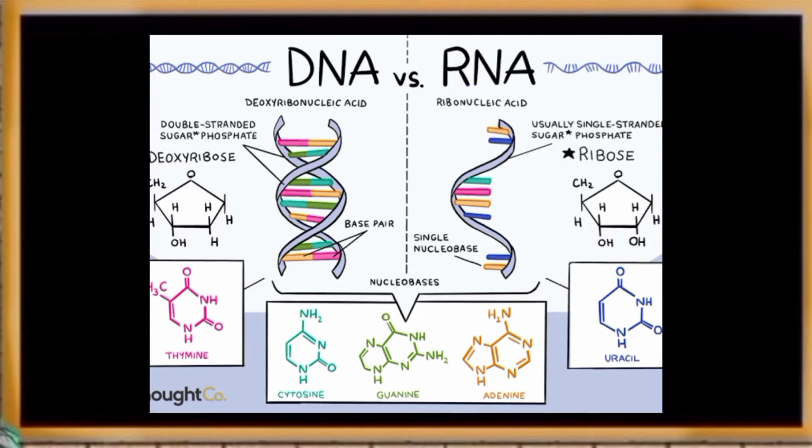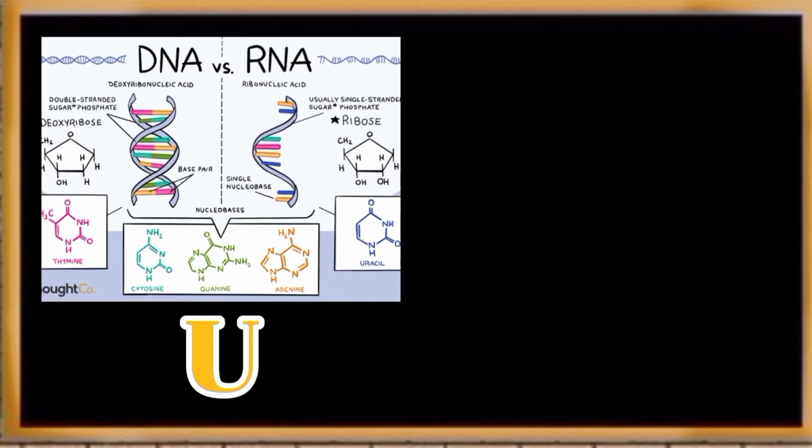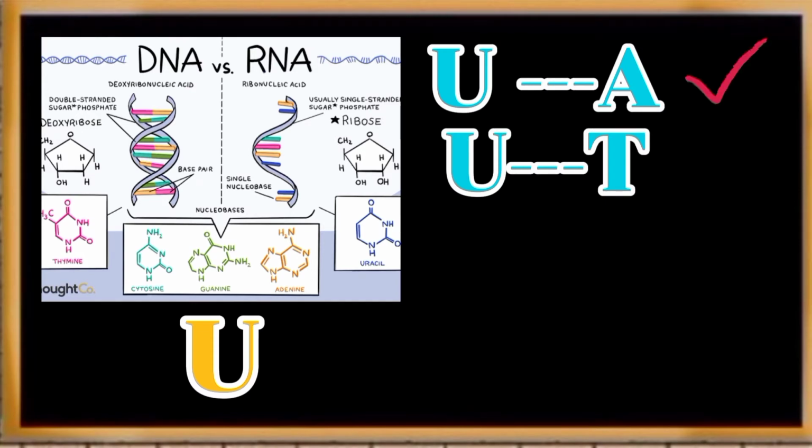So first, RNA is single-stranded, while DNA is double-stranded. Second, the sugar in RNA is ribose, while in DNA it is deoxyribose. And finally, both DNA and RNA contain 4 nitrogenous bases, but instead of thymine, RNA contains a similar base called uracil, or letter U. So the uracil pairs with adenine. Okay? Remember that: uracil pairs with adenine.